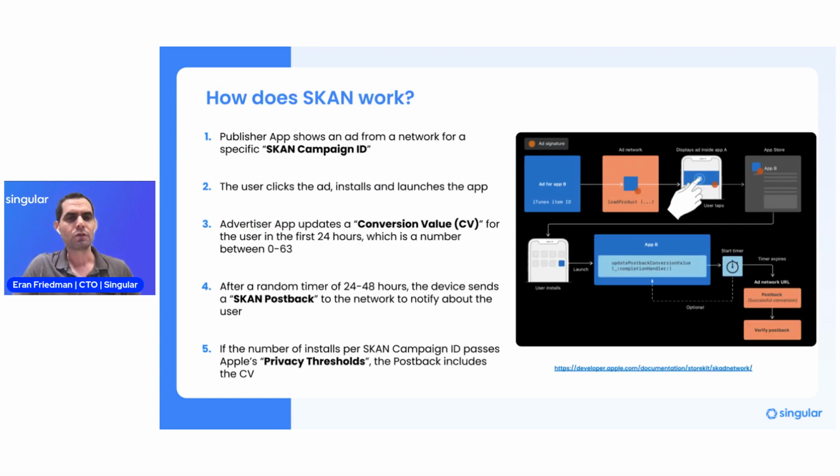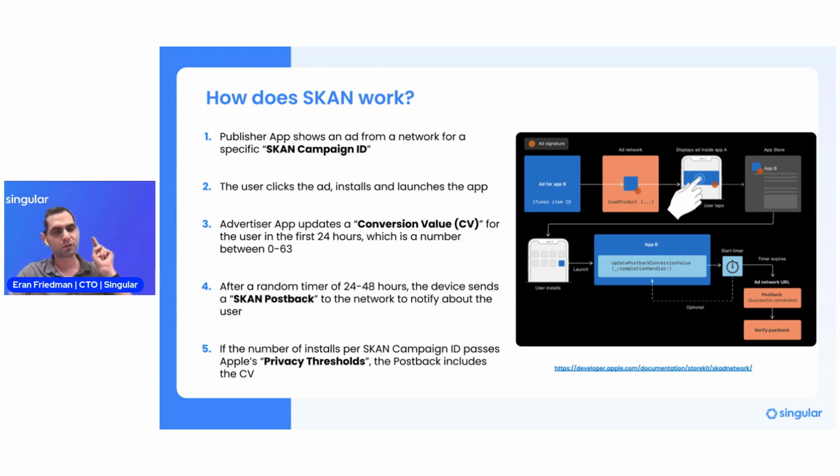So how does it work? There are many technical details here. We're not going to dive into everything. Feel free to ask me in the Q&A part, but I'll try to walk you through the flow step by step. First of all, the ad network, such as Facebook, Google, or any one of the mobile ad networks out there, starts by showing an ad on the publisher app with what's called the SKAN campaign ID.